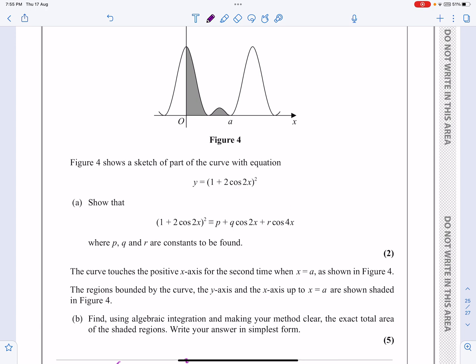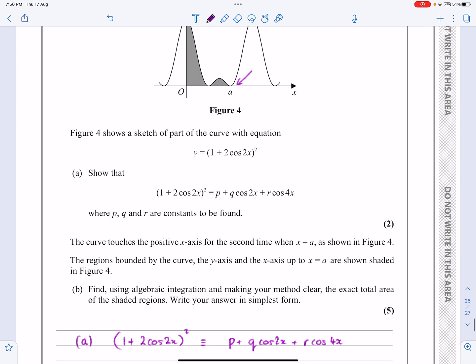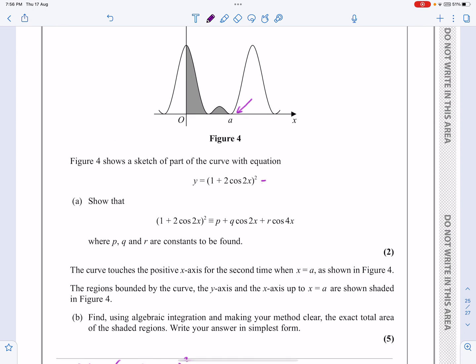So the second part says what we want to do is work out this area here, but the key is to find out what A actually is, because this is where the curve is going to equal 0. The curve equals 0 here, here, here, and here. And what we want is the second time that it equals 0 on the positive x-axis. So let's just go away and actually solve it, and then we'll explain where we're getting the second value from.